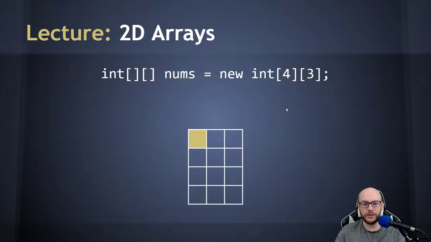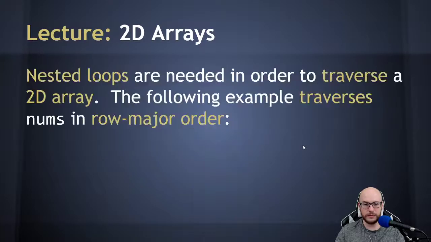So say we're going to start here. I finished off the entire row before moving to the next, right? We're visiting each column in the row before moving to the next. That is what row major order is.